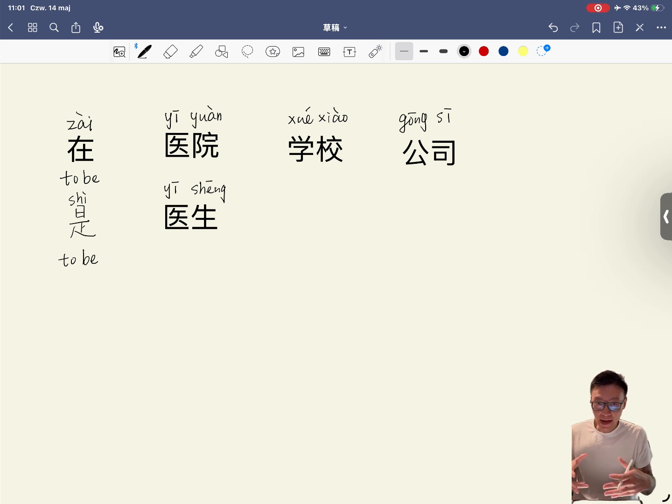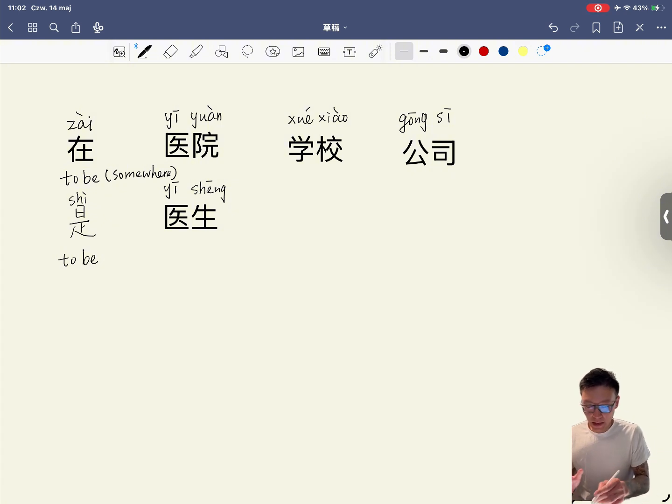We use a noun after 是. So, for example, I'm a student. 我是学生, right? I'm a teacher. 我是老师. But 在 is used in front of a place. So we can also see 在 as to be somewhere. If there is a place, for example, on the table or under the table, we're talking about the location, then we have to use 在 as to be.